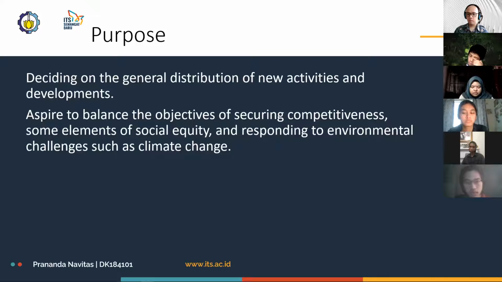Most of the time, the time scale for a regional plan is around 5 to 10 years. So if you were to plan the development of a region today, you would have to project and try to foresee trends 5 or 10 years in the future.